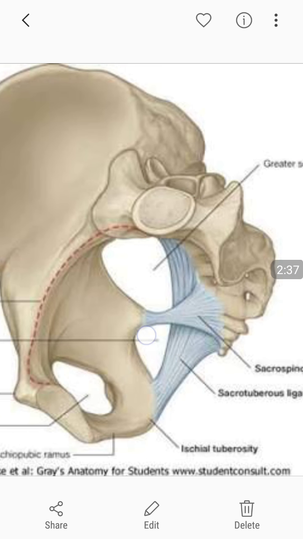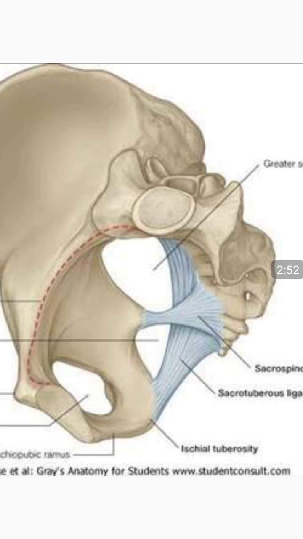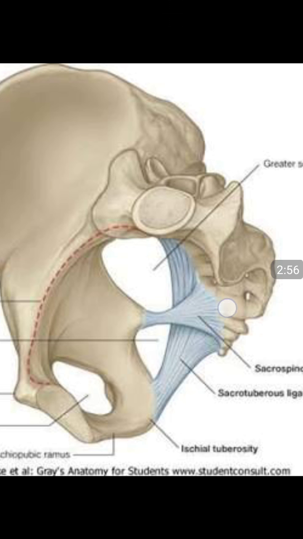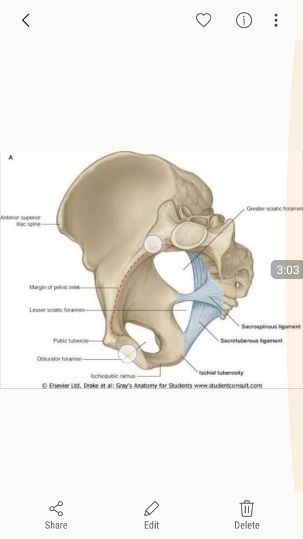Now the lesser sciatic notch is converted into the lesser sciatic foramen by means of the sacrotuberous ligament, because it spans between the sacrum and the ischial tuberosity. That's why this ligament is the sacrotuberous ligament, and this is the sacrospinous ligament because it spans between the sacrum and the spine of the hip bone.